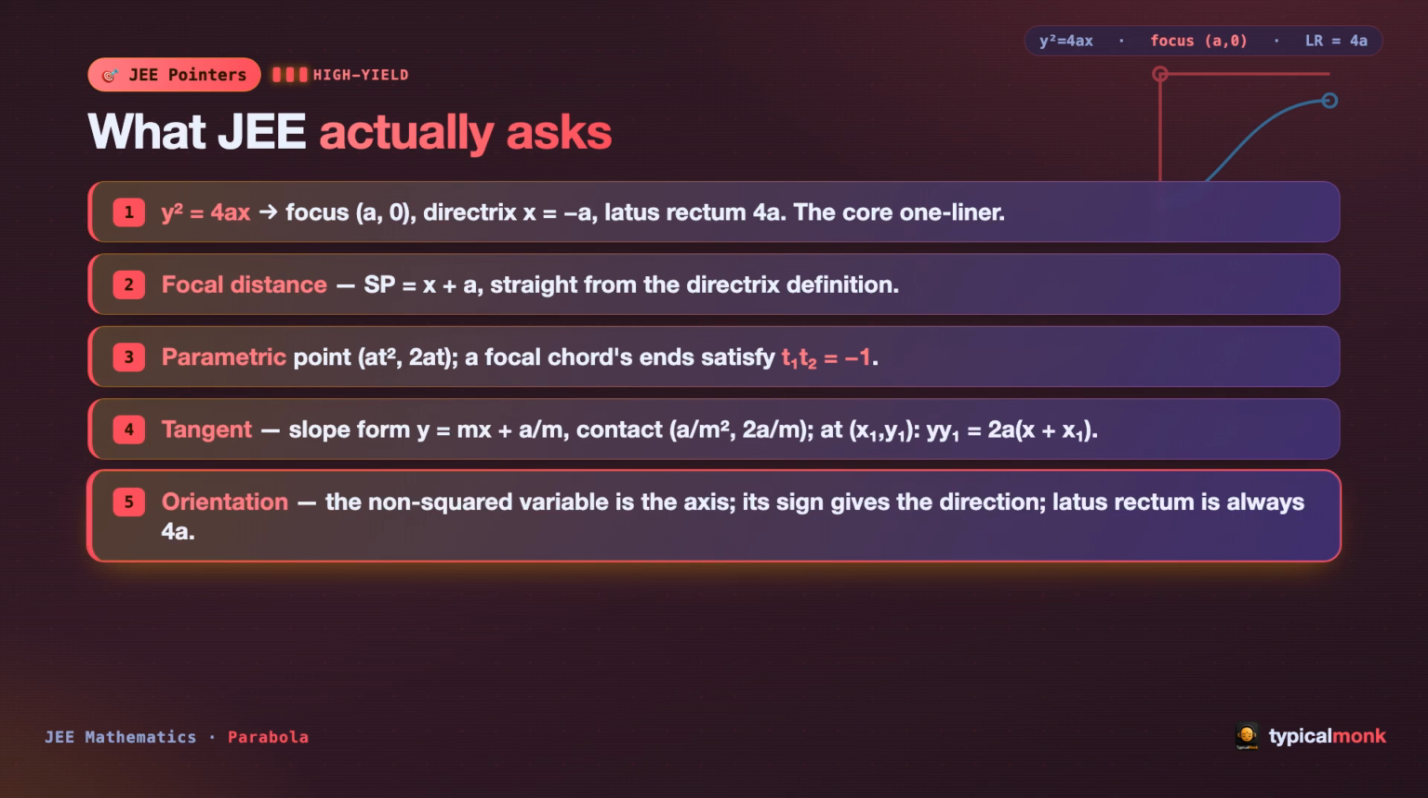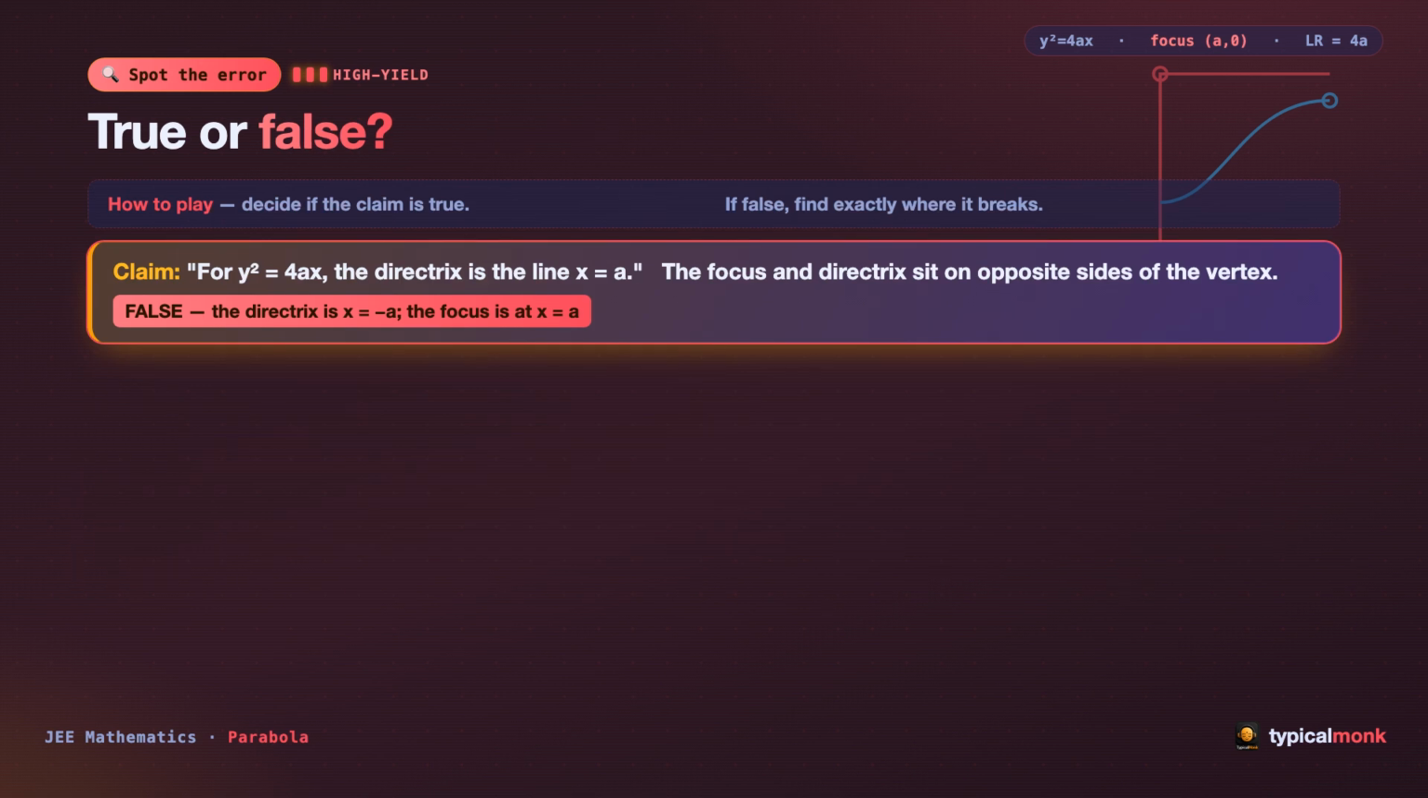And 5. Orientation. The non-squared variable is the axis, its sign gives the direction, and the latus rectum is always 4a. Now a true or false drill. For each claim, decide if it is true, and if it is false, find exactly where it breaks. Claim 1. For y squared equals 4ax, the directrix is the line x equals a. That is false. The directrix is x equals minus a. It is the focus that sits at x equals a. They lie on opposite sides of the vertex.